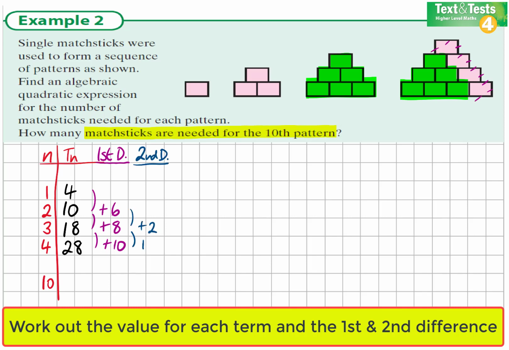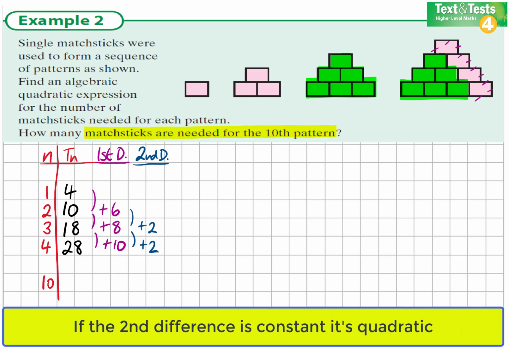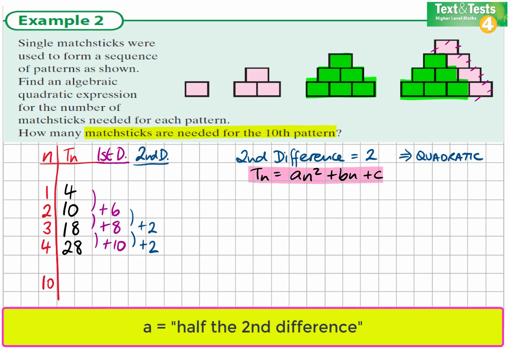We're to work out the second difference, and we can see between 6 and 8, and 8 and 10, it's 2. So the second difference is constant. This tells us that we're dealing with a quadratic pattern here. We know its value is 2 as well. Quadratic patterns have the shape an squared plus bn plus c. What we need to do is work out the values for a, b, and c.